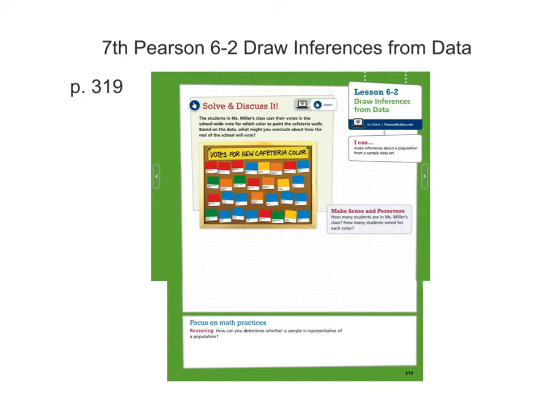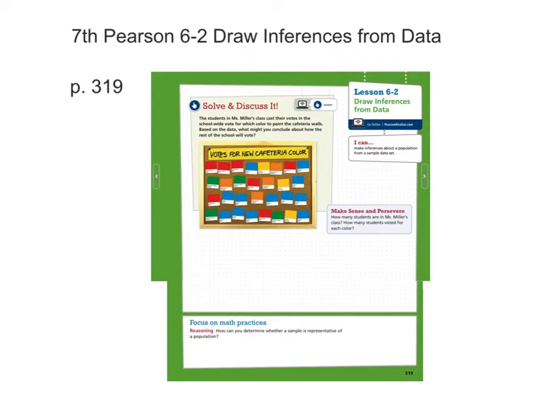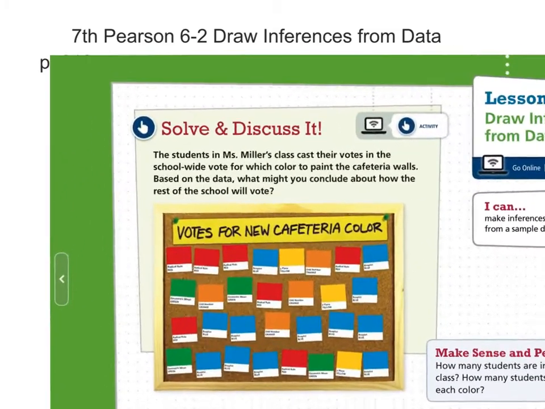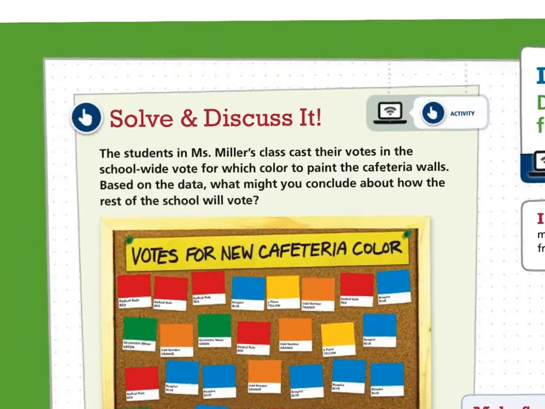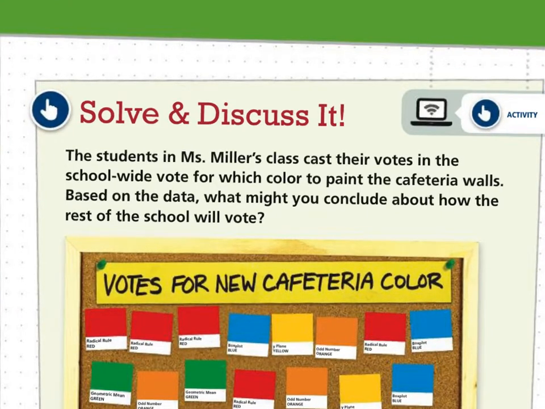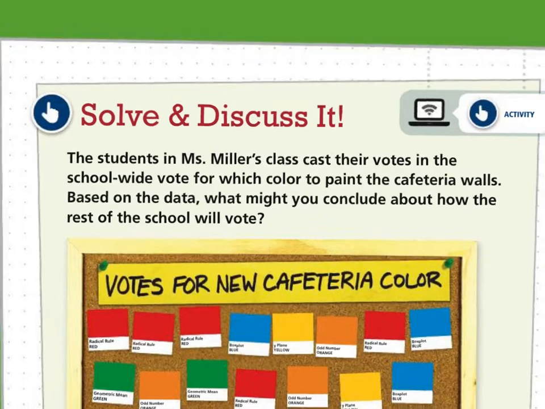Page 319, Lesson 6.2 is on drawing inferences from data. So we're going to look at information and we're going to draw inferences. We're going to come up with conclusions. On 319, the students in Miss Miller's class cast their votes in the school-wide vote for which color to paint the cafeteria walls. Based on the data, what might you conclude about how the rest of the school will vote?